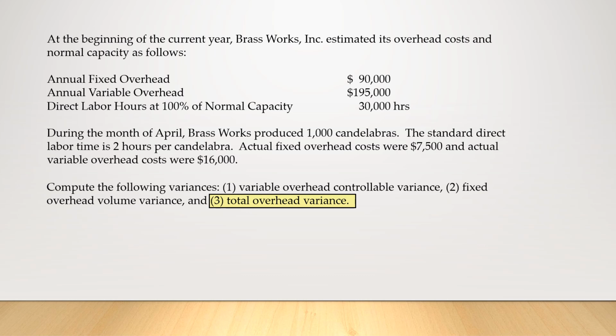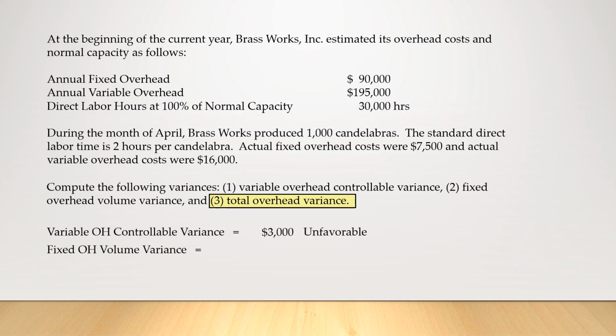Finally, we can calculate the total overhead variance. We had a variable overhead controllable variance of $3,000 unfavorable, and a fixed overhead volume variance of $1,500 unfavorable. So the total overhead variance will be a $4,500 unfavorable variance.